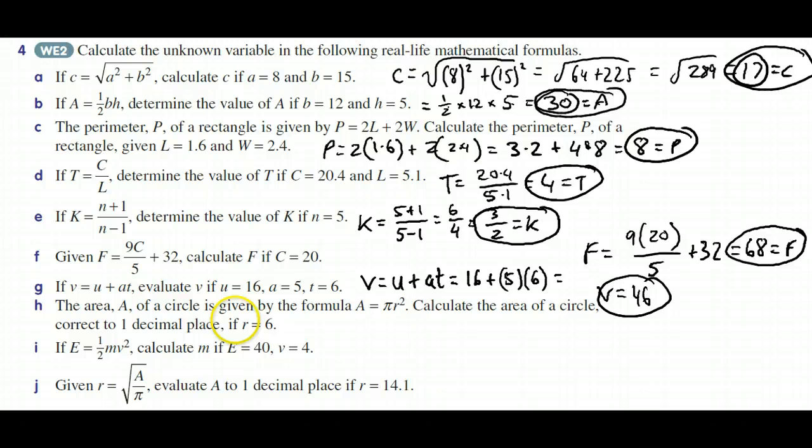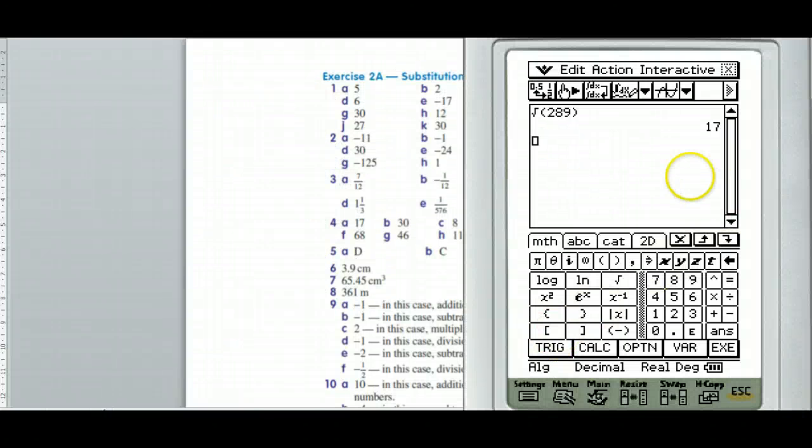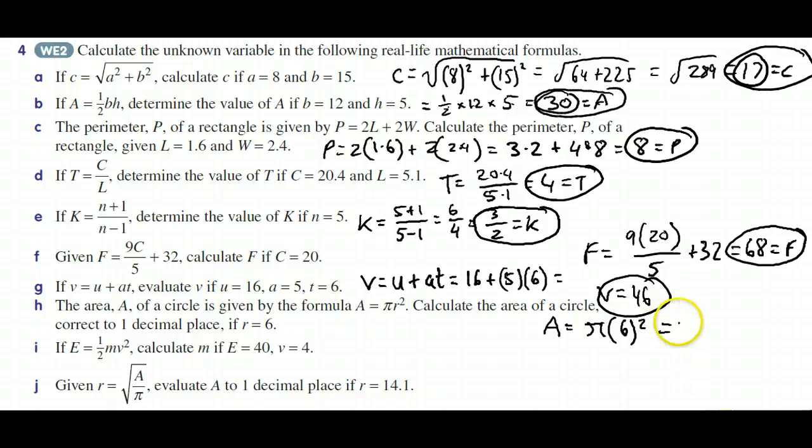In the next one, we've got the area equals pi r squared, where r equals 6. We've got to give it correct to 1 decimal place. So A equals pi times r, which is 6 squared. If we put that into a calculator, we've got pi times 6 squared, which is 113 point something, to 1 decimal place it would be 113.1. That's what A equals.